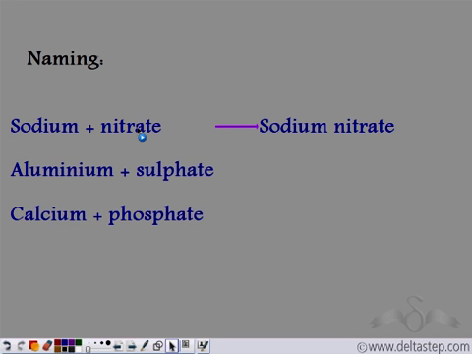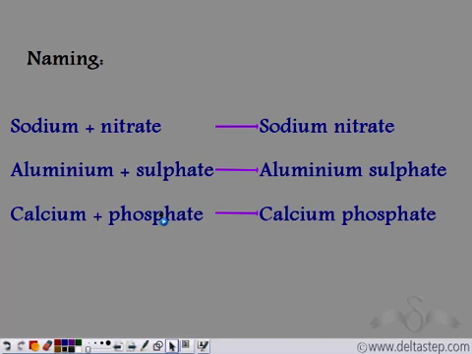So here sodium is positive since it's a metal. Nitrate is negative since it's a negative radical. So we have sodium nitrate. When we have a compound which has a radical, the name of the radical goes as it is. There is no change in the name. Similarly, if we have a compound having aluminium and sulfate radical, the compound name is aluminium sulfate. There is no change in the name. Similarly, a compound having calcium and phosphate is named calcium phosphate. So there is no change in the name. The positive part is named first and the negative part is named after the positive part.